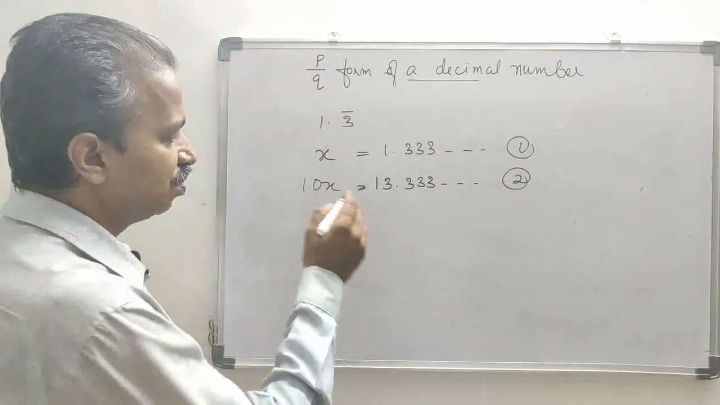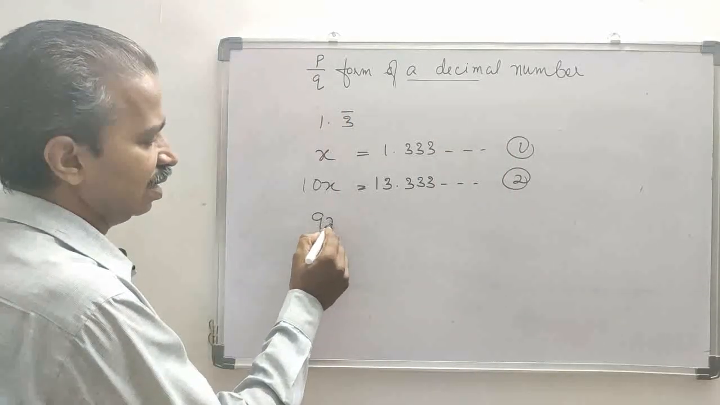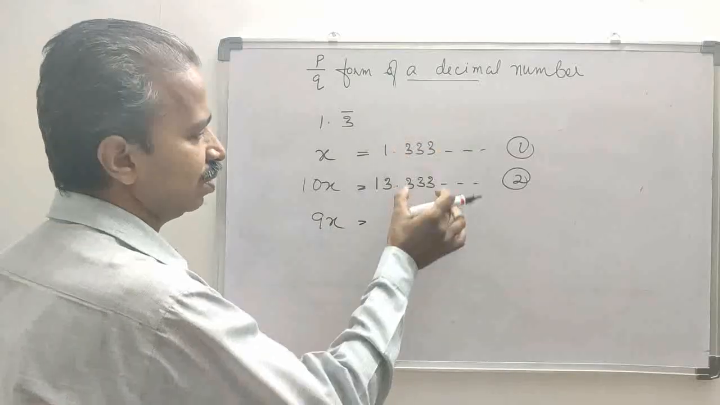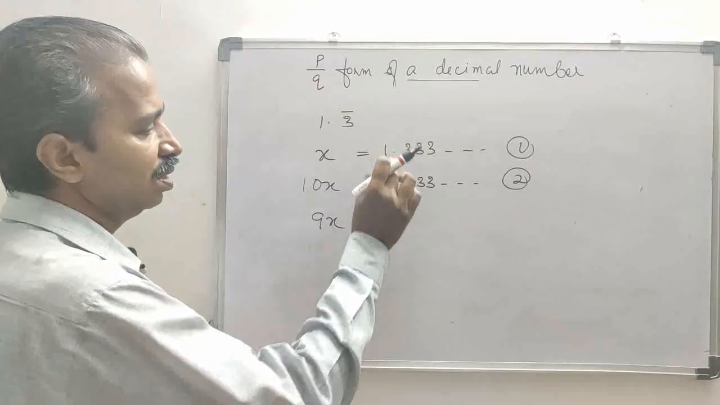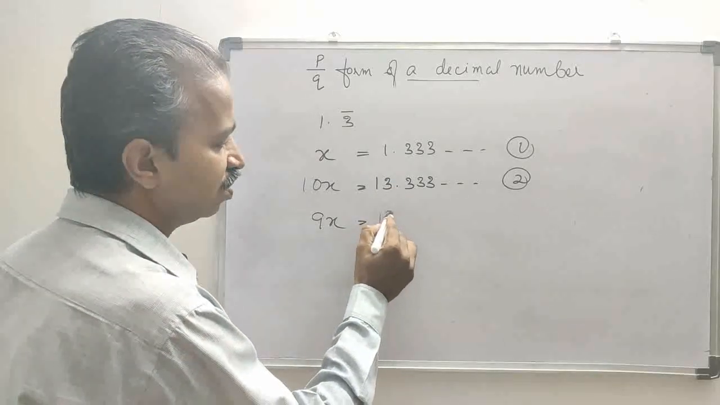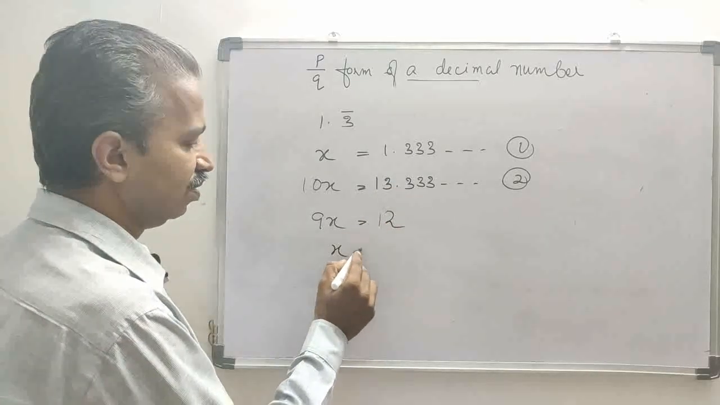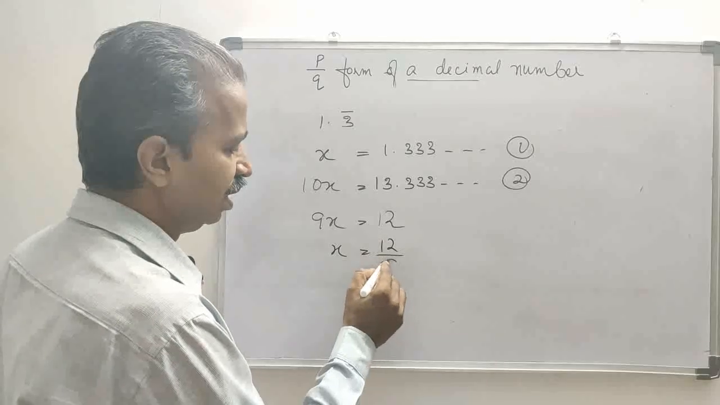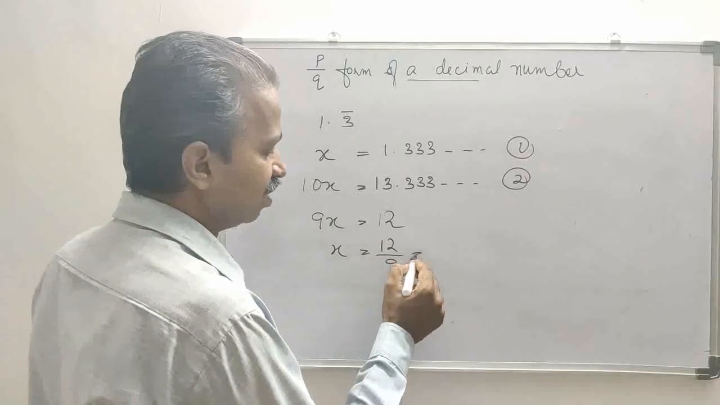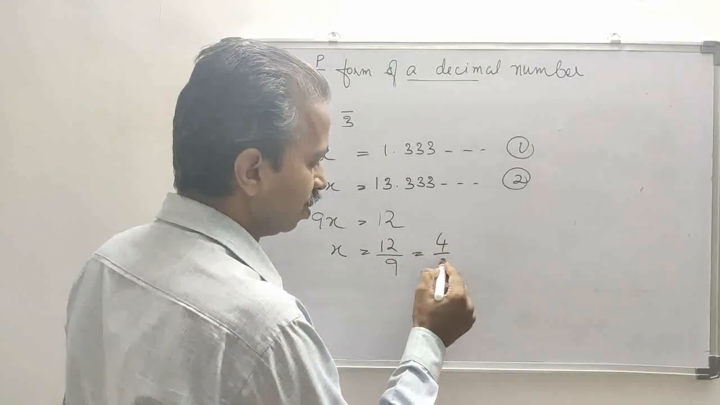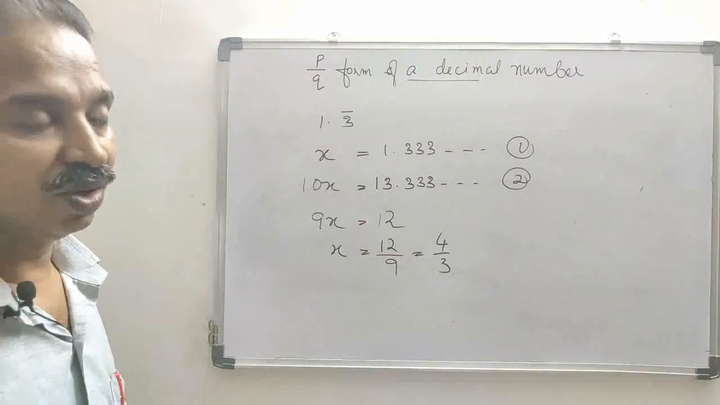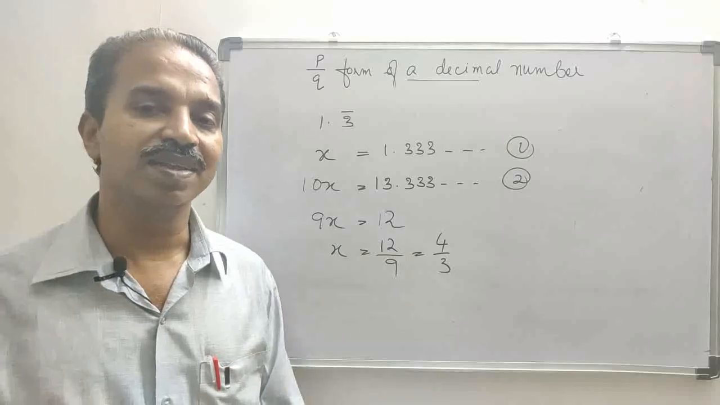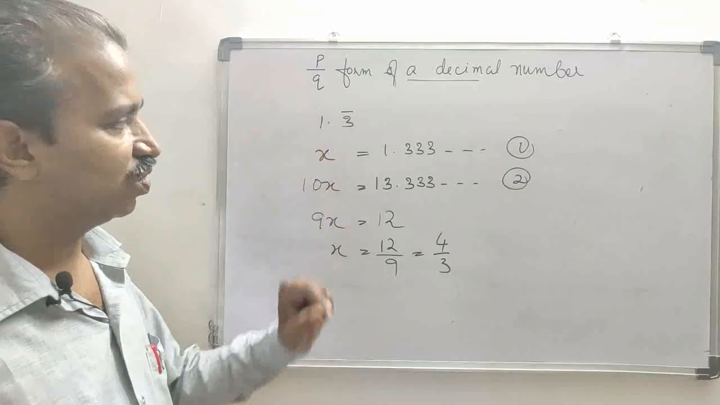Subtracting 1 from 2, we get 10x minus x is 9x, that is equal to, the decimal part will become 0, the integral part is 13 minus 1, which is 12. Therefore, x is equal to 12 upon 9. There is 3 common. Cancelling that, we can write it as 4 upon 3. When you divide 4 by 3, we see that it is 1.333, etc. So this way we can do.